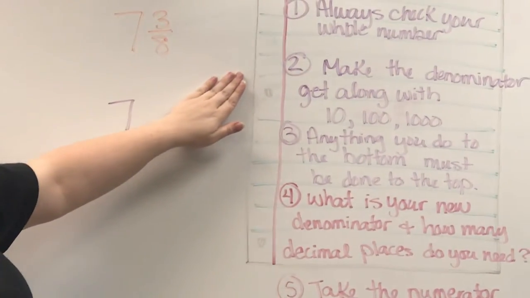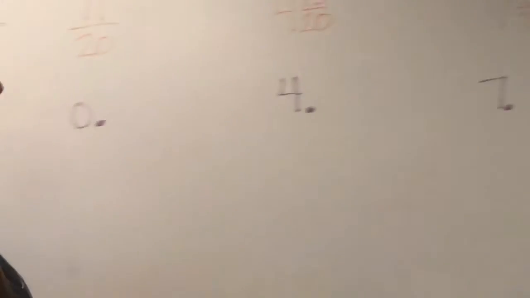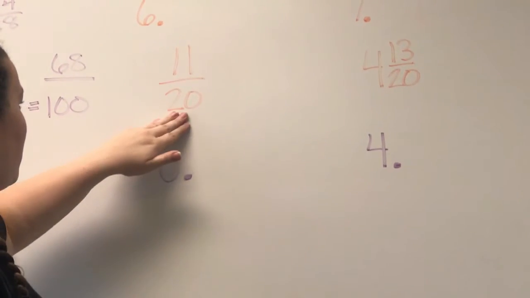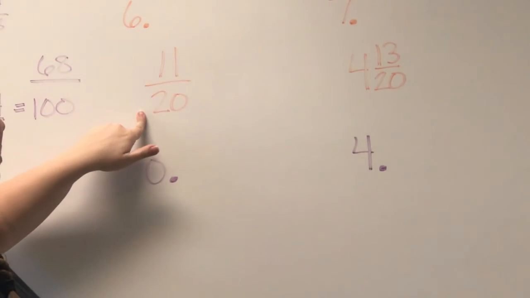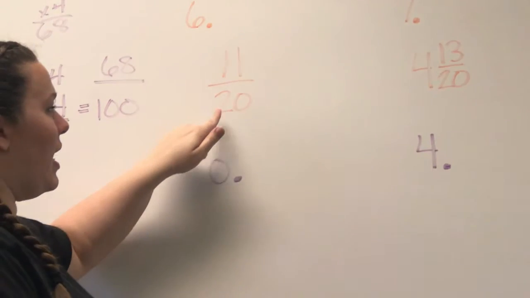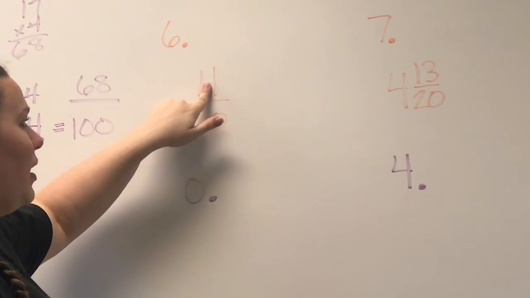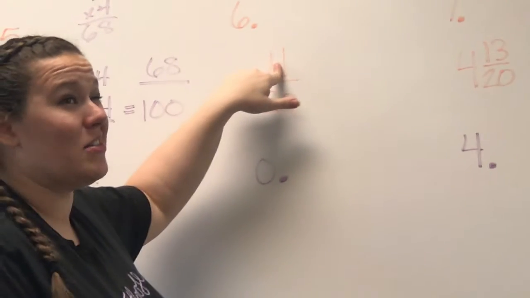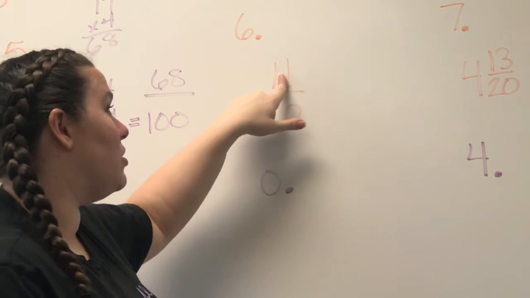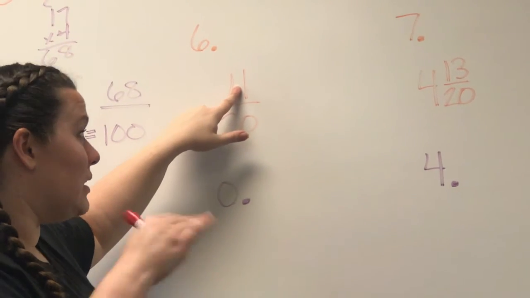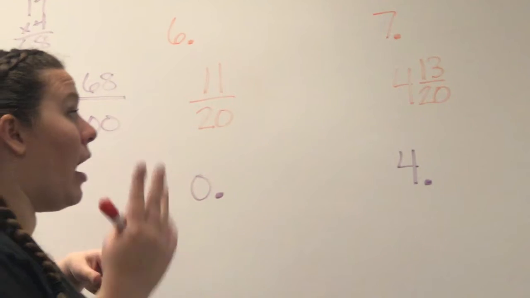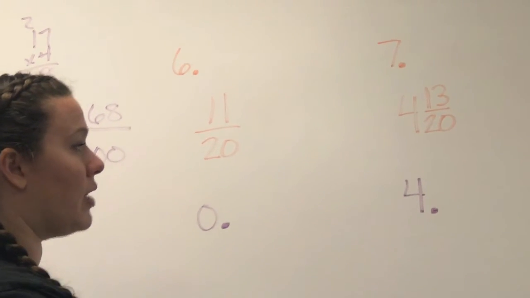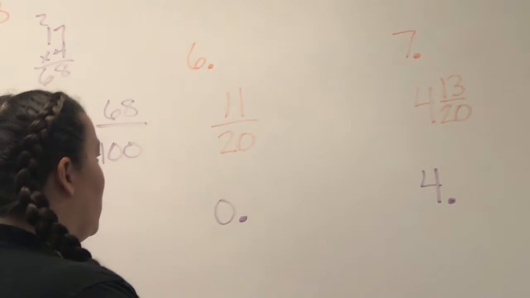Number 2, make the denominator get along with a 10, 100, or 1,000. This 20, it does get along with 10 if I divide it by 2, but 11 is a prime number and it's an odd number and I can't divide it by 2. So I can't divide. Can I multiply up for it to get along with 100? Absolutely.